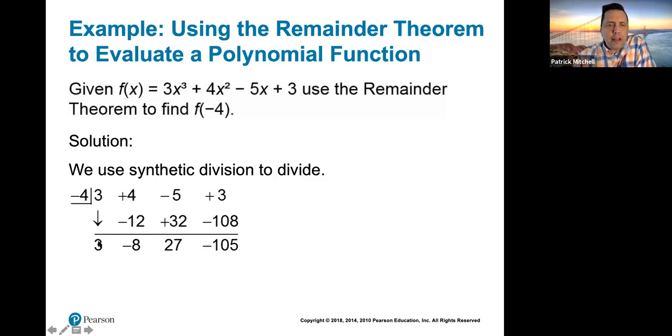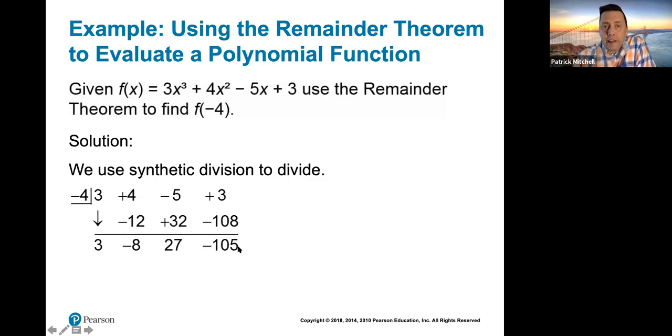So bring down the 3, and then negative 4 times 3 is negative 12. 4 plus negative 12 is negative 8. Negative 4 times negative 8 is 32. Negative 5 plus 32 is 27. Negative 4 times 27 is negative 108. And then 3 plus negative 108 is negative 105.